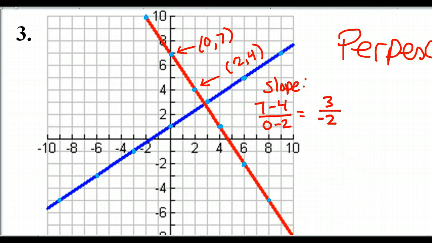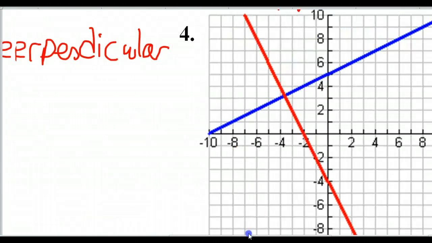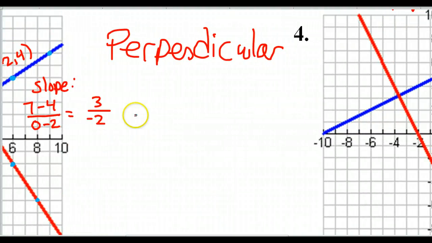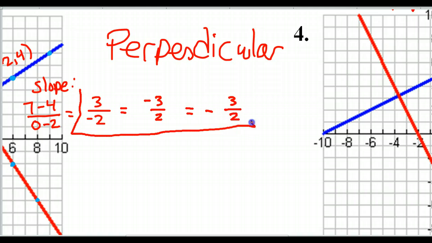Now let me make something clear to you. The following 3 things are all equivalent. 3 over negative 2 is the same thing as negative 3 over positive 2, which is the same thing as having the negative sign right in the middle, negative 3 over 2. I need you to understand that when you're dealing with a fraction and a negative sign, these 3 things are all equivalent. So if you see one line that has a slope of 3 over negative 2 and another line that has a slope of negative 3 over positive 2, both of those are negative 3 over 2.